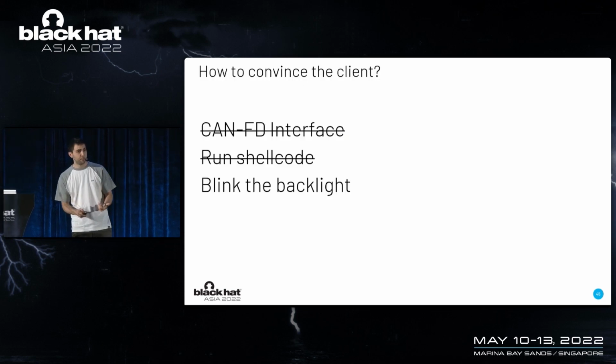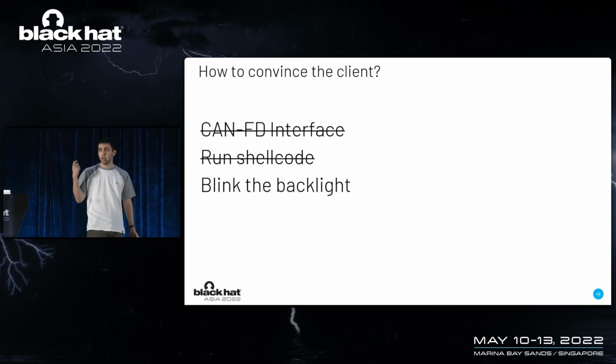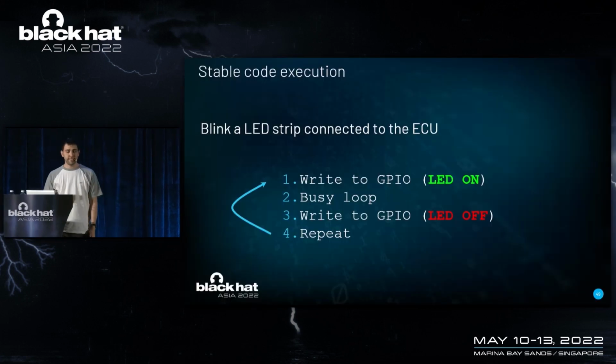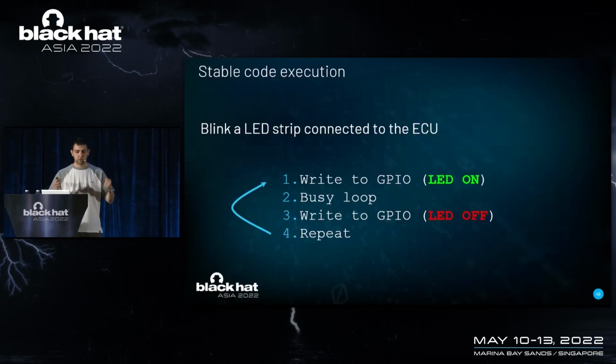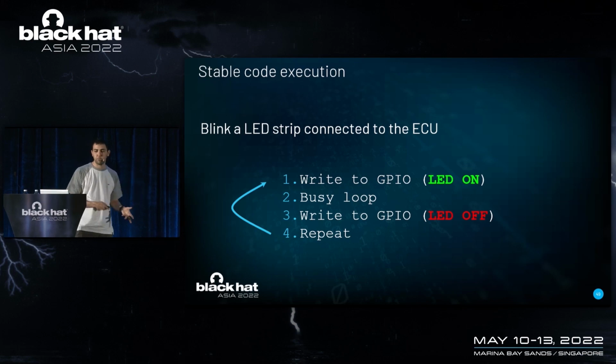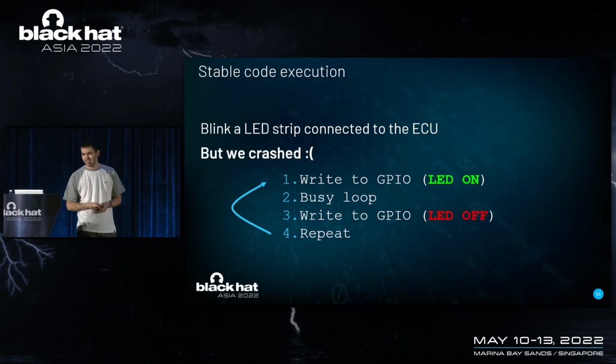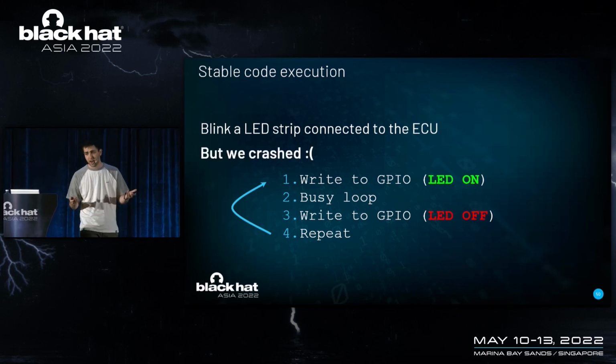So we decided this would be a very good target, and a very good demonstration to show the client. So this is exactly what we set off to do. How about we just turn on the lights, have some busy loop, turn it off, and then repeat? We wrote the code and tried to run it, but somehow we crashed.